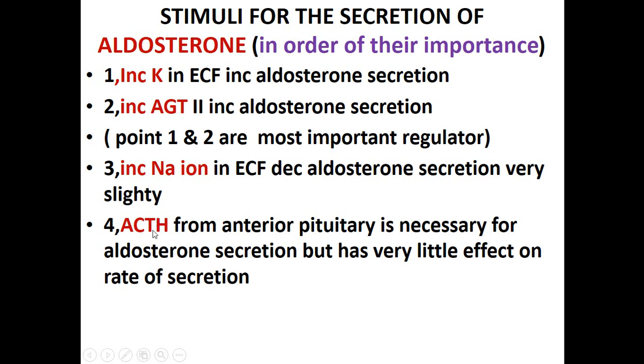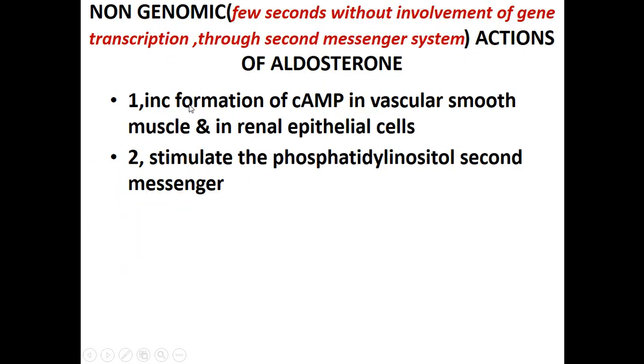Actually, ACTH has a permissive effect. If there is no ACTH, there will be no aldosterone. So ACTH begins the production, but day-to-day or minute-to-minute regulation is done by the potassium level and your angiotensin 2 level, which is coming from the kidney.